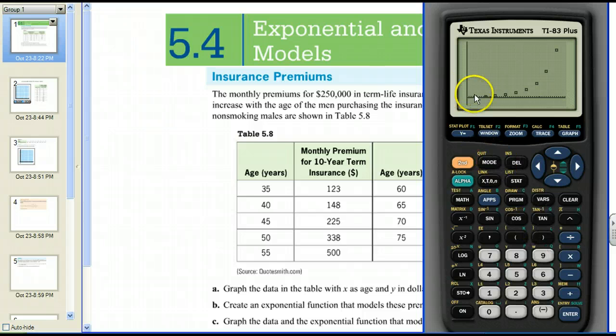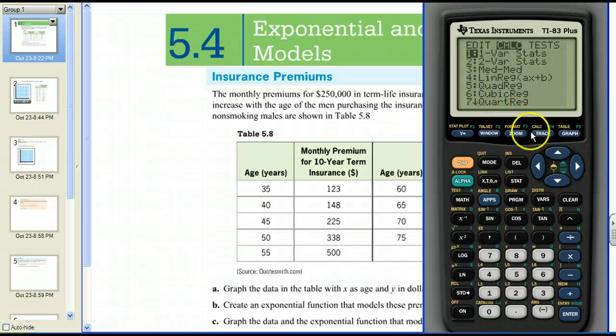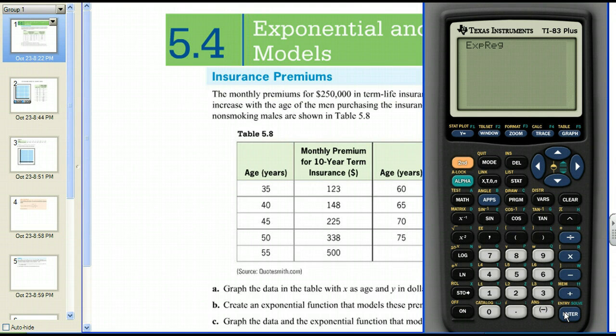Obviously a line's not going to fit this, and a parabola, which goes down and comes back up, doesn't fit that great either. So we can look at an exponential function that models this. So we're going to press stat, scroll right to calc, and down here are all those regressions. We want to do exponential regression.